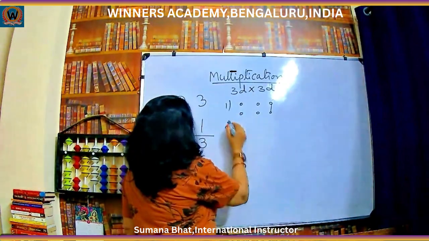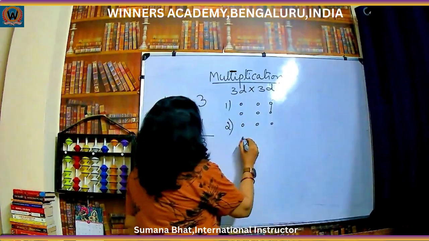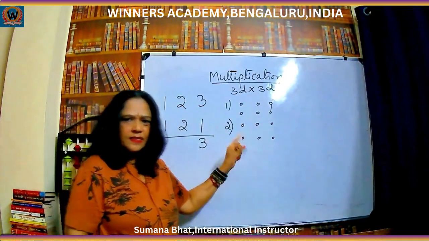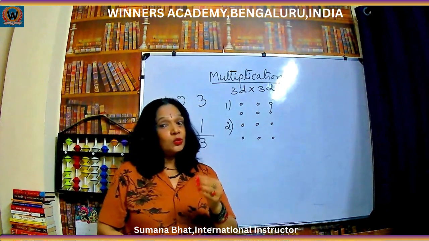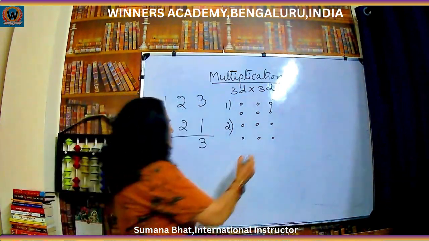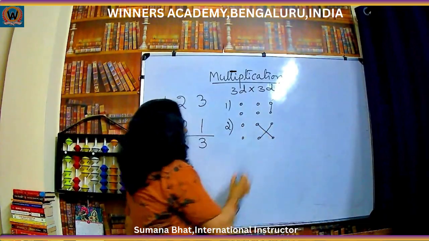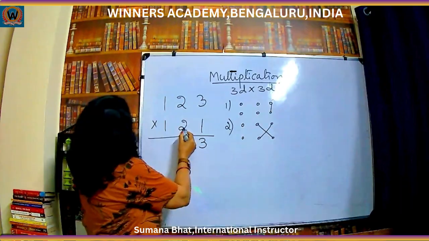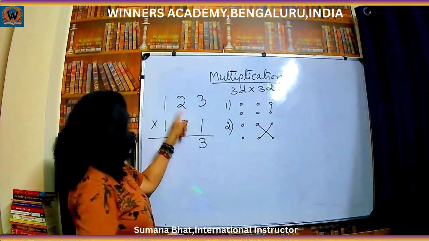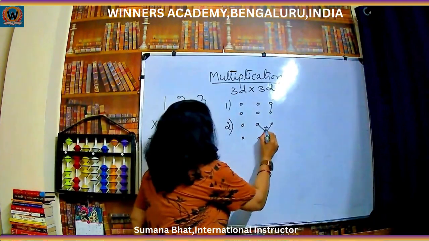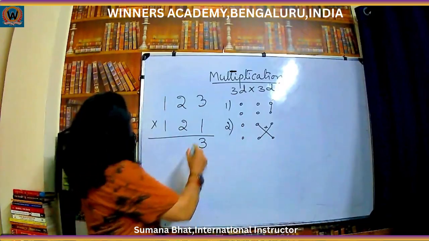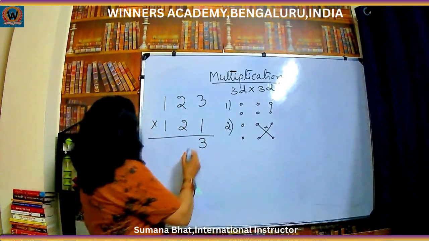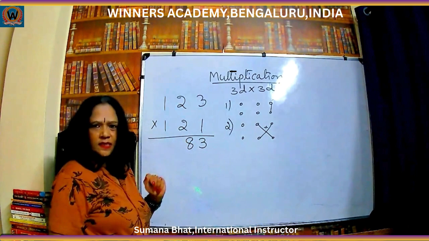Then go to the second step. See, instead of writing the numbers, I am writing dots so that you can easily understand which numbers are to be multiplied. The second step is to do the cross multiplication of units and tens place. That means 3 into 2 and 1 into 2, multiply and also add. Cross multiplication and addition. So 1 into 2 is 2, plus 2 into 3 is 6, 6 plus 2 is 8. That is the second step.